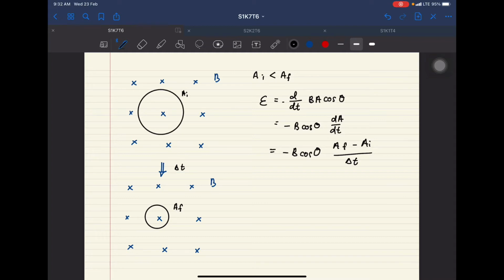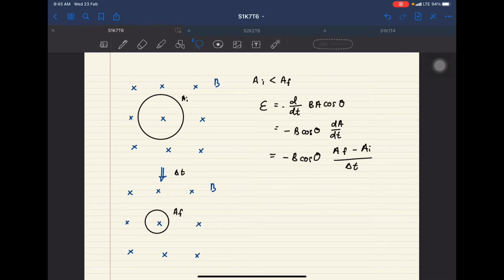So basically you have to calculate the initial area and then the final area, then just subtract the initial area from the final area. You solve this and then you can find the epsilon. If the question wants you to find the induced current, you need to know the resistance inside this coil. Let's say the resistance here is 100, and then you can apply Ohm's law: V equals IR, or EMF equals IR.